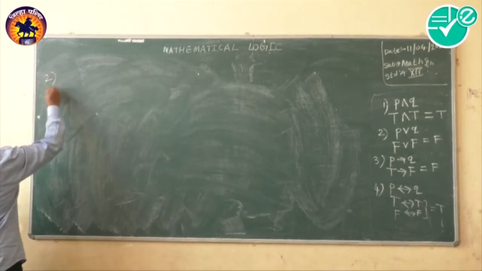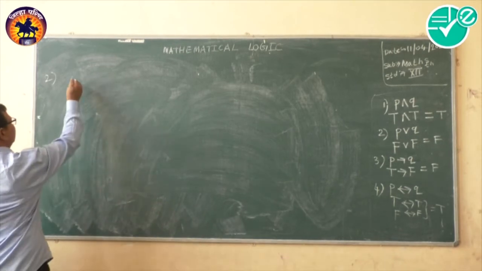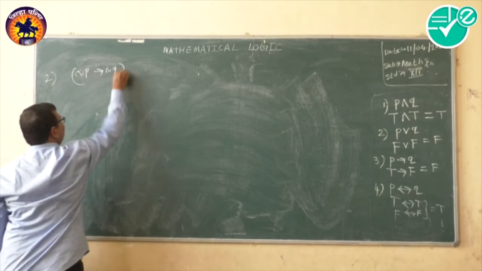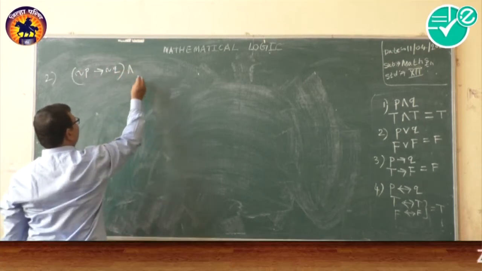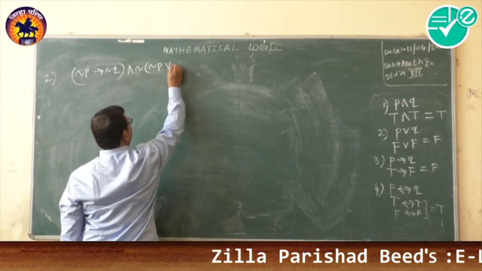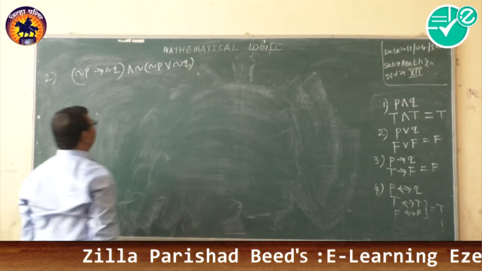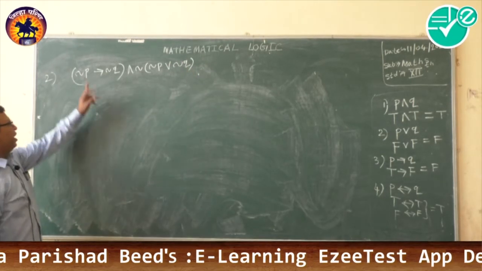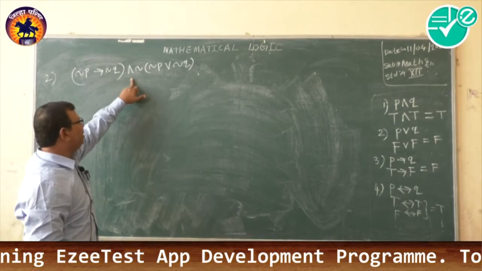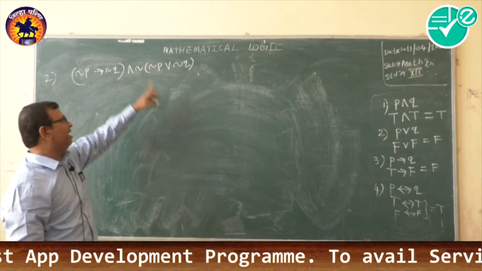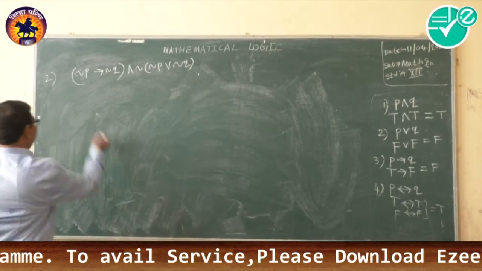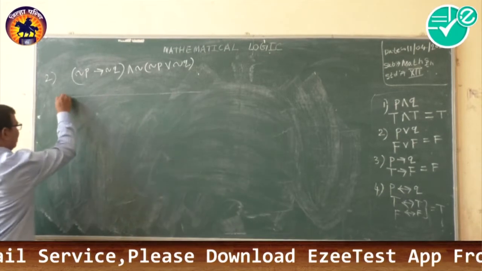Second example: negation P, implication, negation Q, conjunction, negation in bracket, negation P, disjunction, negation Q. First of all, construct the table to solve.